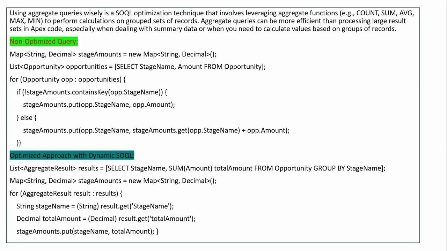In this example, the aggregate query uses the sum function to calculate the total amount for each stage. The results are returned as AggregateResult objects, and you can extract the values using the get method.